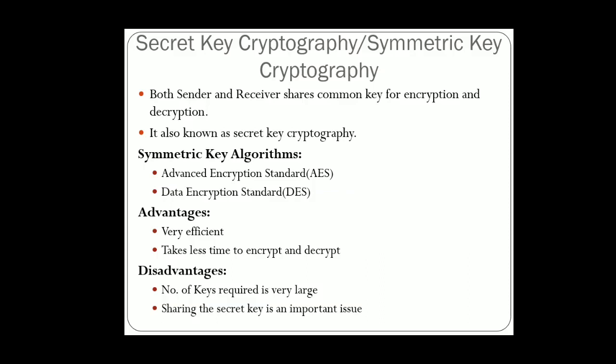The disadvantage is that the number of keys required is very large. That is, if n people want to use this technique, then n into n minus 1 by 2 secret keys are required. The number of keys required is very large. For 1 million people to communicate, 500 billion secret keys would be needed for the encryption process.